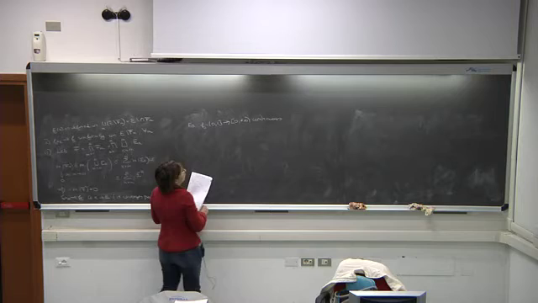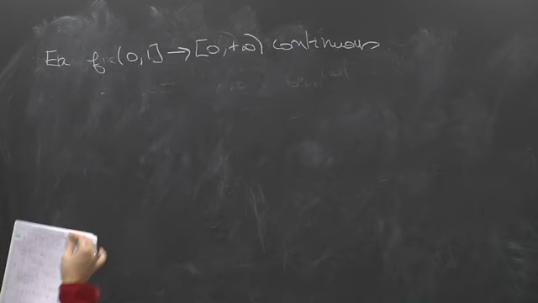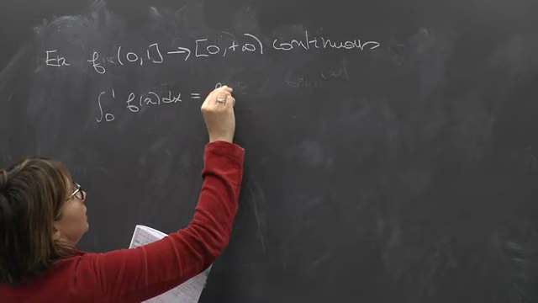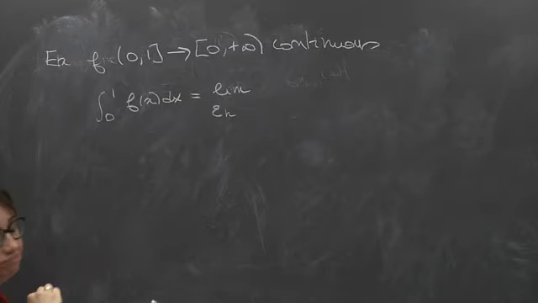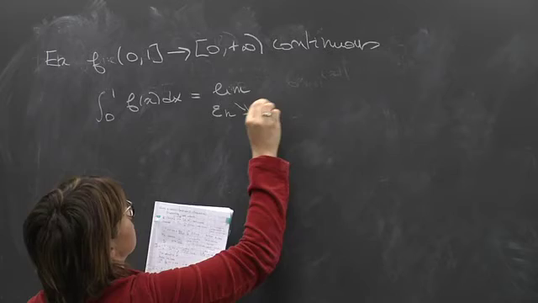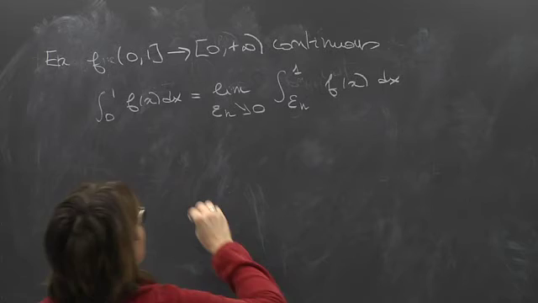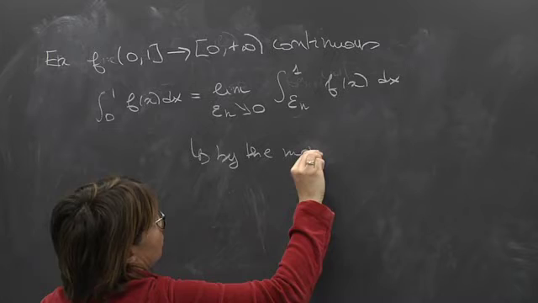So basically, by the monotone convergence theorem, we can compute this integral as the limit, over a sequence epsilon_n going to zero, of the integral from epsilon_n of f of x. Okay, so by the monotone convergence theorem.